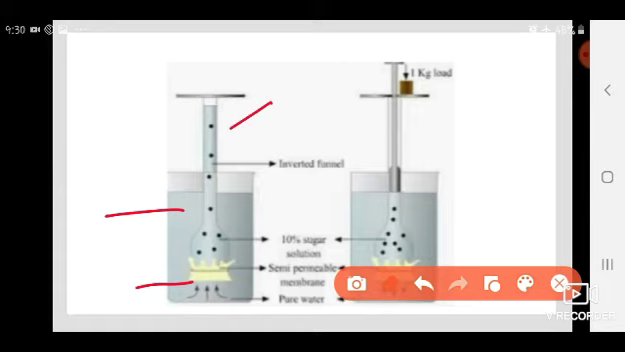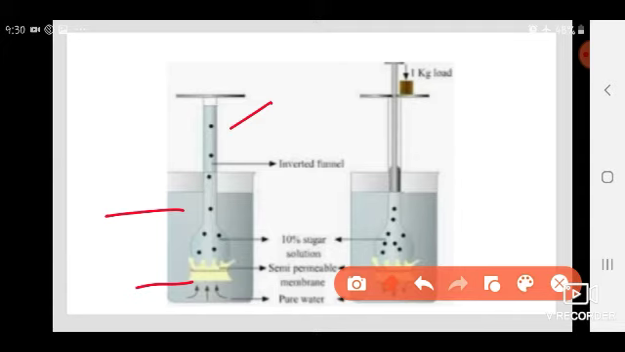Molecules always transfer from high water potential to low water potential. It means from the beaker to the thistle funnel, so the water level is increased in the thistle funnel. Osmosis occurs, and it is proved by the thistle funnel experiment. Then see the other picture.